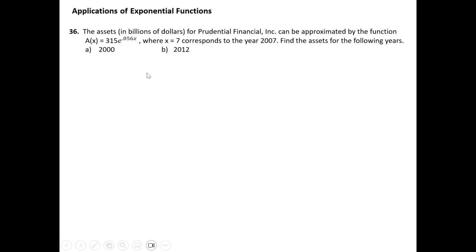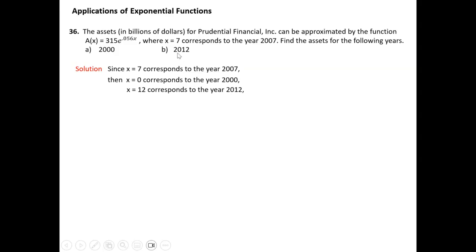So the key word here, guys, is x equals 7 means the year 2007. If we're looking for part A, since the year 2000, then x equals 0 corresponds to the year 2000. And for B, x equals 12 corresponds to the year 2012. So for part A, we're going to evaluate the function at A of 0, which will give us, here we apply the rule, e to the 0 power, like any base to the 0 power, will always give us 1. And the answer will be 315.